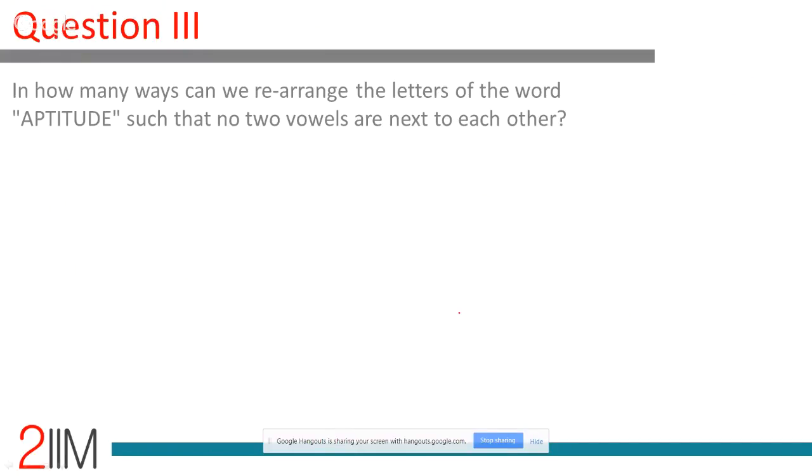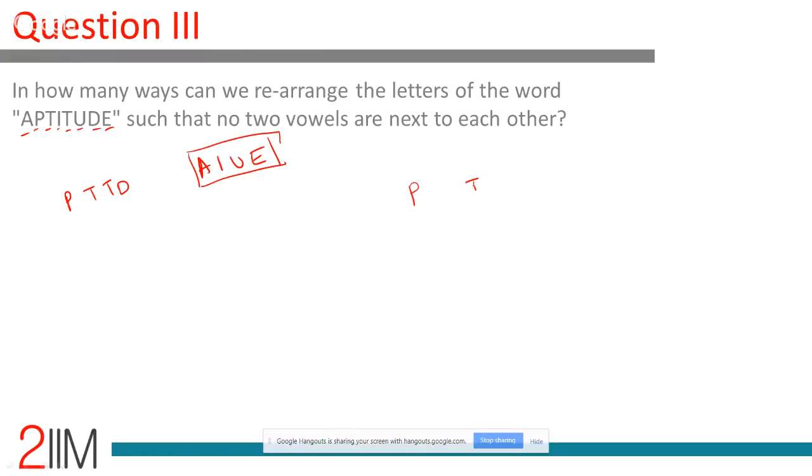So, what are the vowels in this word? We have A, I, U, E. This word has 1, 2, 3, 4, 5, 6, 7, 8 letters. The consonants are P, T, T, D, and the vowels are A, I, U, E. So no two vowels should be next to each other. Right? The method for these kind of questions is very standardized. Don't count overall number and subtract combinations where two vowels are together, three vowels are together. You'll never be able to find out where the double counting is happening. The method is very simple.